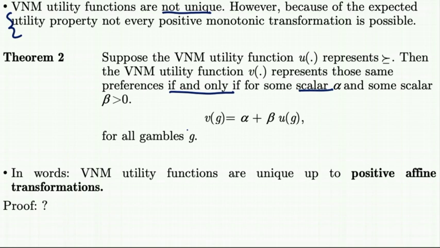Now, we can represent different types of preferences infinitely, because expected utility is actually identical to positive affine transformation, or linear transformation.